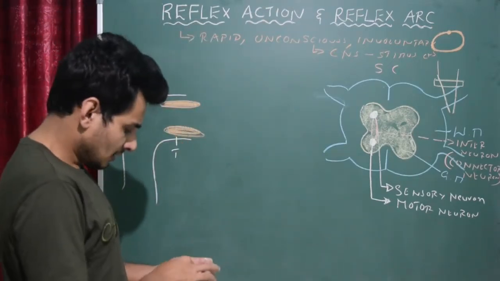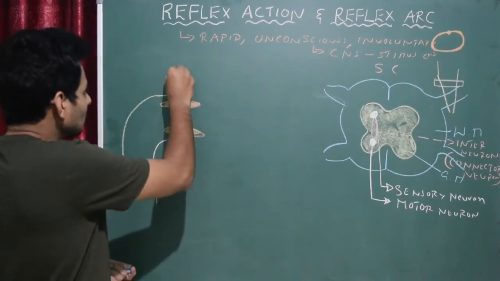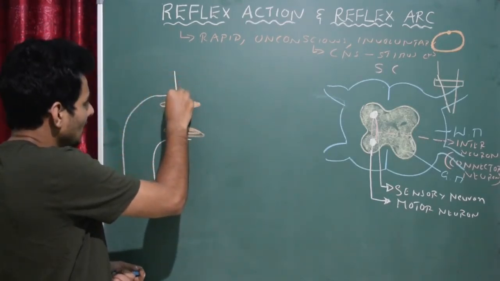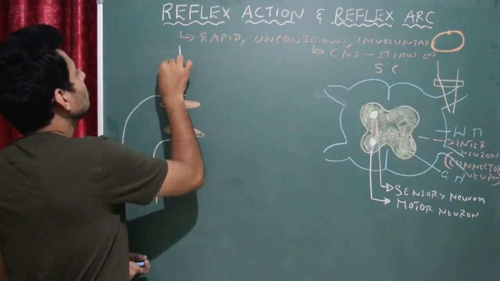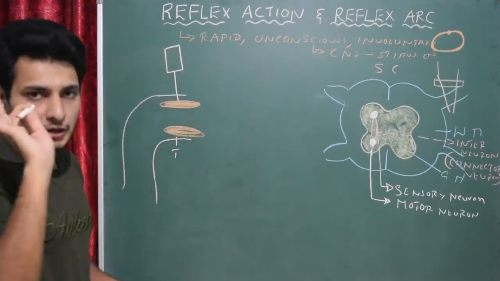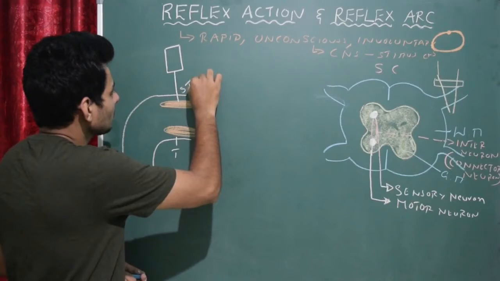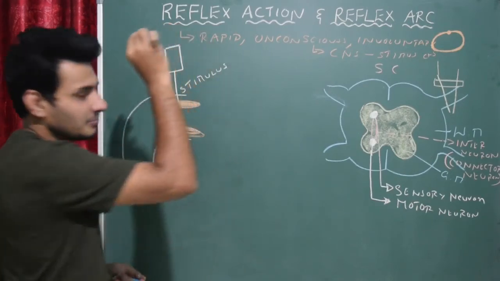Now let us assume that this portion of the thigh muscle is pricked. So here a stimulus has occurred in this particular region.